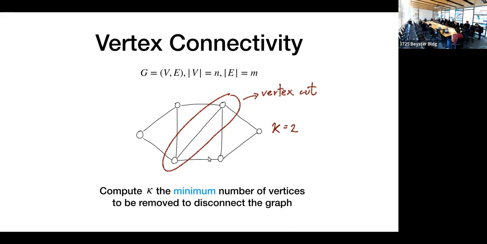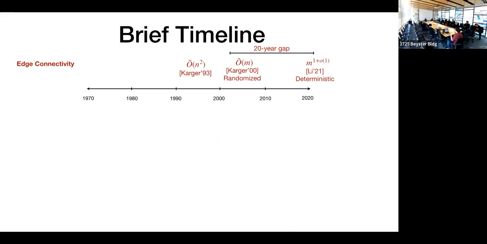I'm going to tell you briefly the history of the problem and the state of the art. I want to first tell you a bit about the sibling problem, which is edge connectivity. It is similar to vertex connectivity, except that we remove edges instead. Edge connectivity is much more well studied. In '93, Karger gave a beautiful random contraction-based algorithm with n squared running time. The first near-linear time algorithm is also due to Karger in 2000, and it took about 20 years later to get a deterministic algorithm in almost linear time. It's very recent.